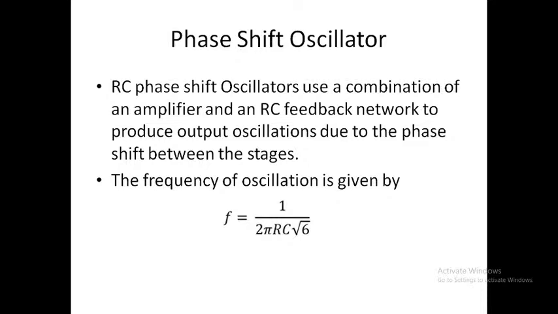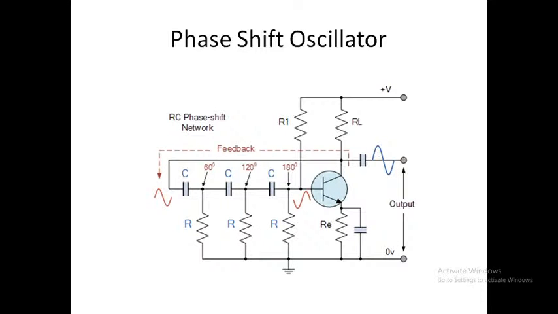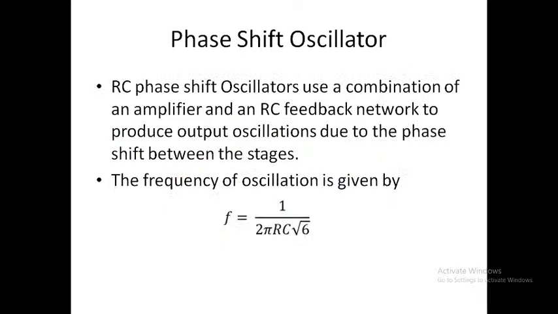The frequency of oscillation is determined by the selection of this R and C network. Whatever values of resistor and capacitor you are using, you will get the frequency of oscillation, that is F equal to 1 divided by 2 pi RC into square root of 6. This is the frequency of oscillations. So if you want to change the frequency of oscillations, you can change the value of R and C. It is quite as simple as that.